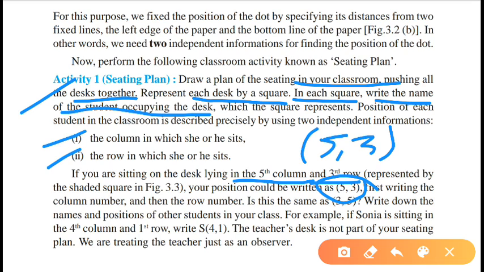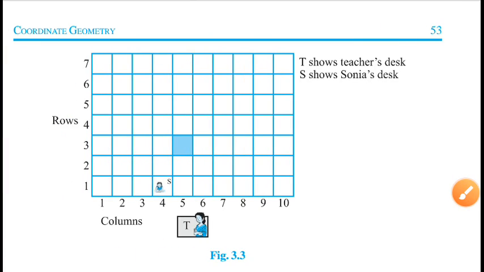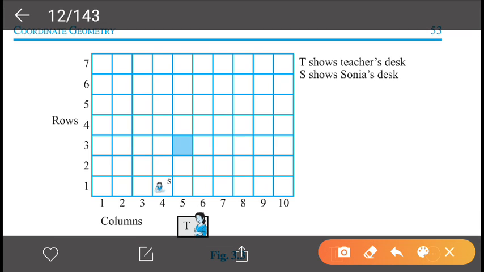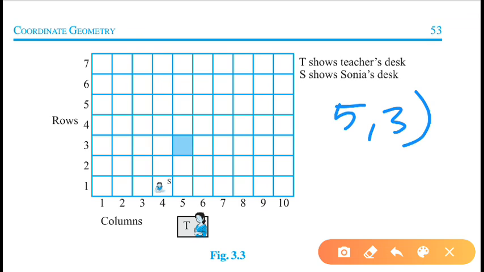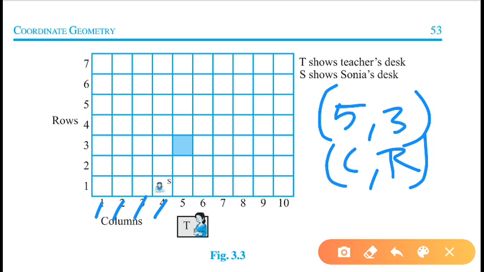So let us check with the help of the seating plan. They said 5 comma 3. First they have written the column, then they have written the row. So let us see where column 5 is. 1, 2, 3, 4, 5. So here is column 5. I mark column 5 entirely. Is this okay? So this is your column 5.